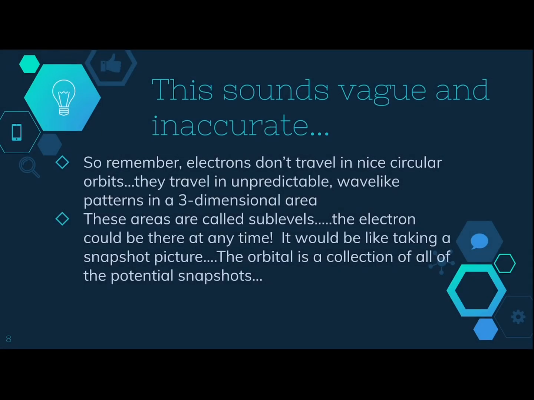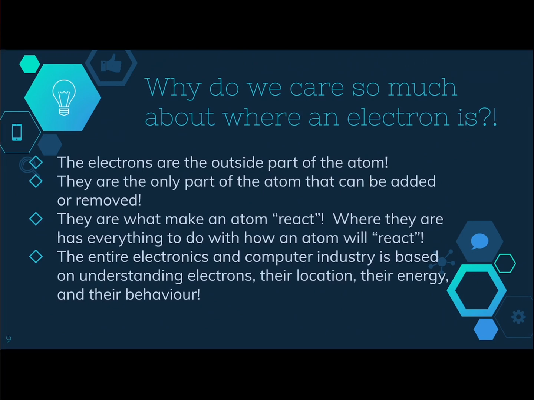So remember, electrons don't travel in nice circular orbits. They travel in unpredictable wave-like patterns in a 3D area. These areas are called sublevels. The electron could be there any time. It would be like taking a snapshot picture. The orbital would be a collection of all the potential snapshots.